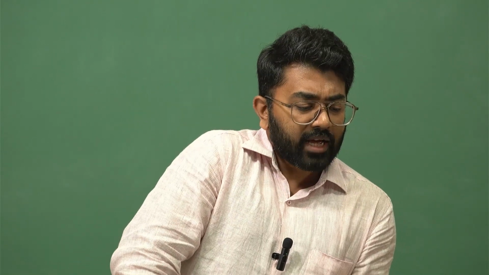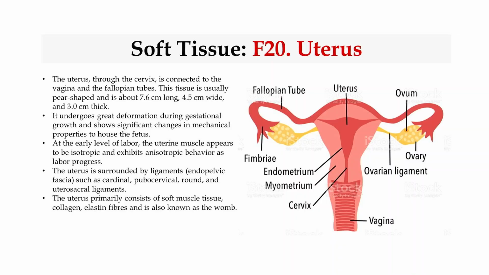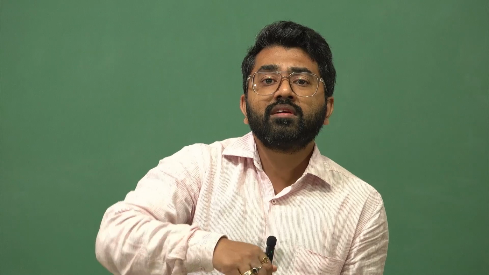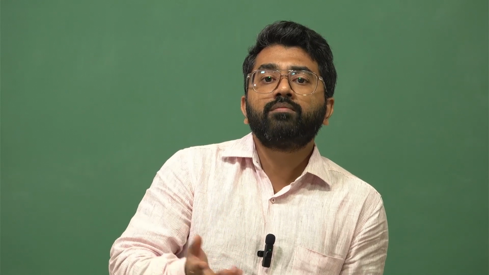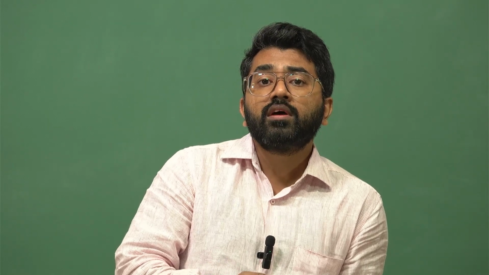So at the early level of labor, the uterine muscle appears to be isotropic. This is another very important thing to note. However, it exhibits anisotropic behavior as the labor progresses. So the uterus muscle is isotropic, or similar if you pick a sample from any direction, but it becomes extremely fibrous and anisotropic henceforth as it progresses through different stages of the labor, right?